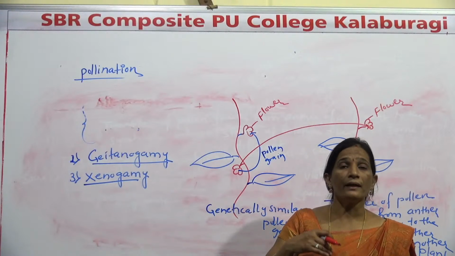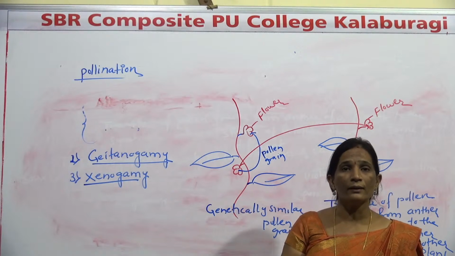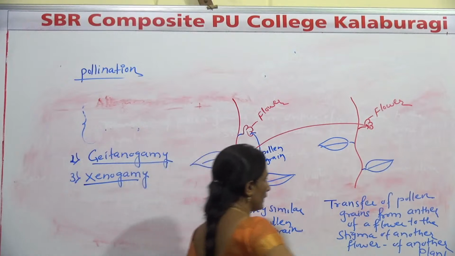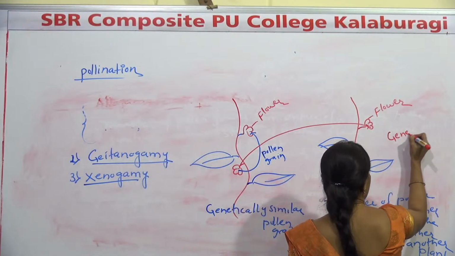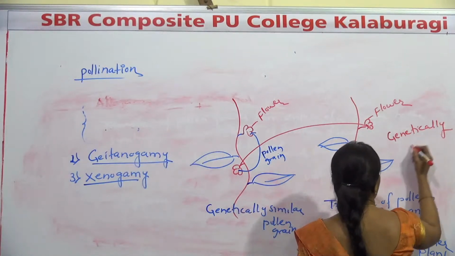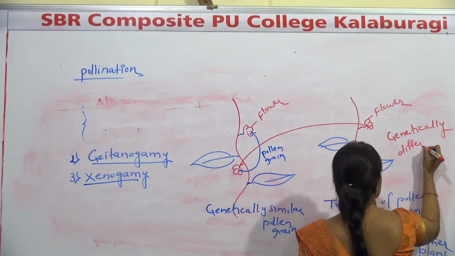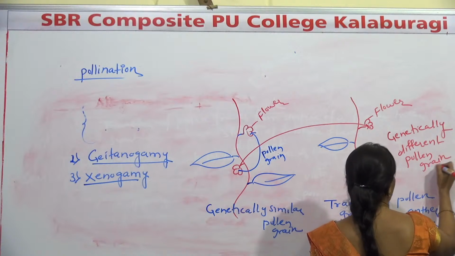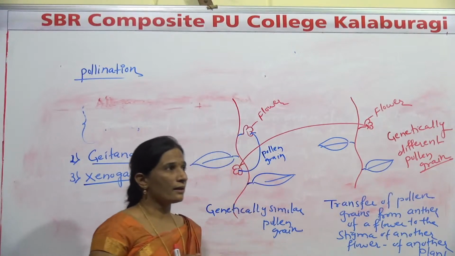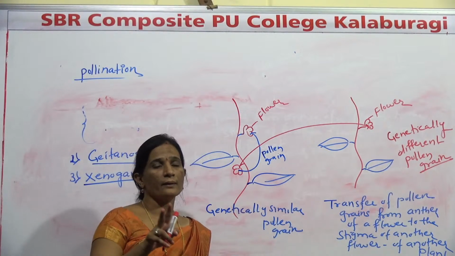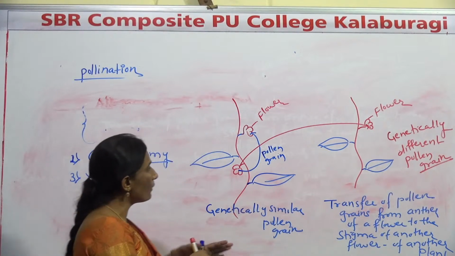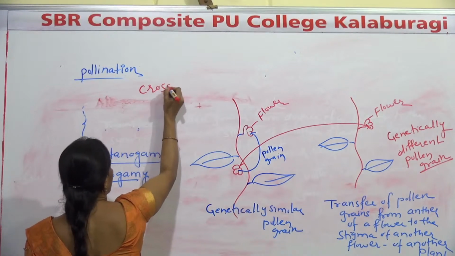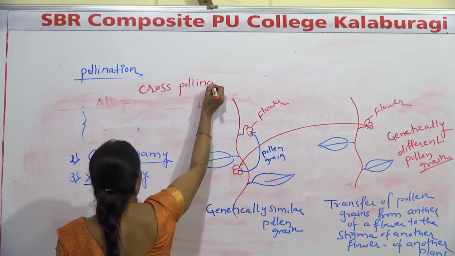It brings genetically different pollen grains, because the pollen grains come from two different plants. So these two are included under cross pollination.